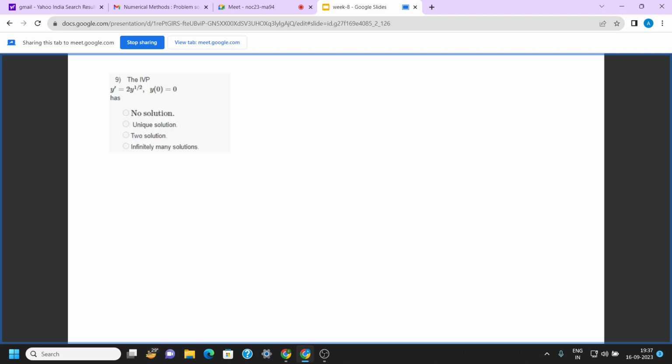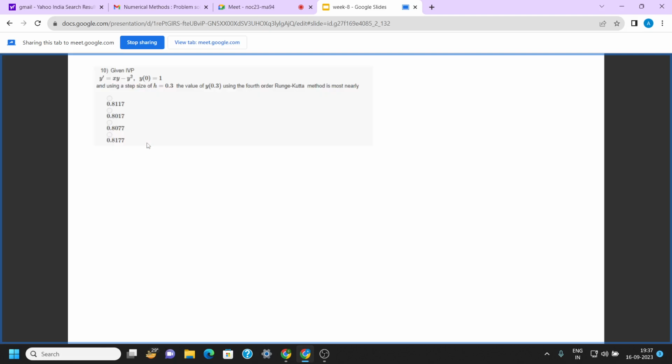Now question number 9 was, the IVP y dash is equal to 2y power half, y0 is equal to 0. Does this have no solution, a unique solution, two solutions, or infinitely many solutions? So the answer was it has infinitely many solutions. Okay. Now moving to the next question, that is the last question.